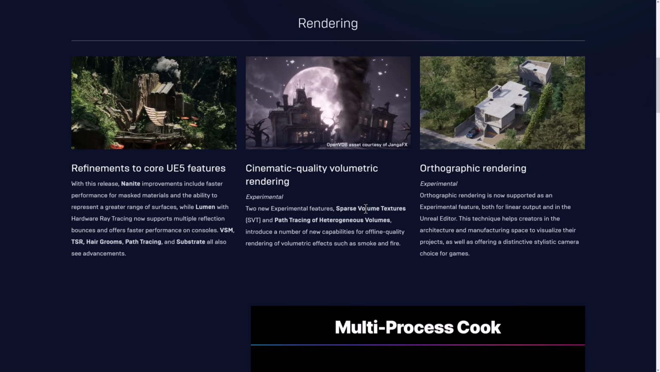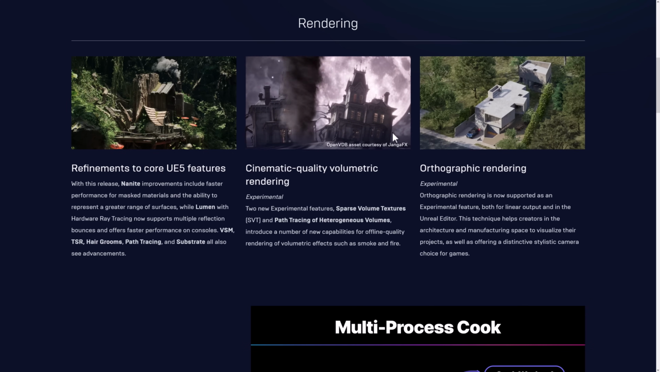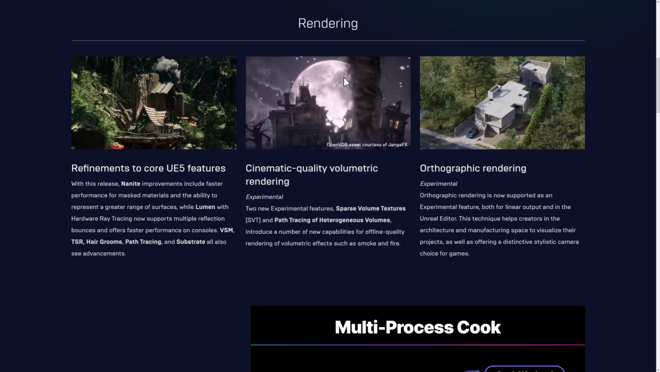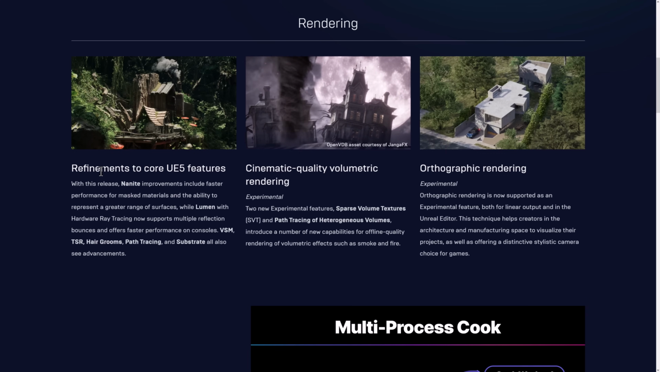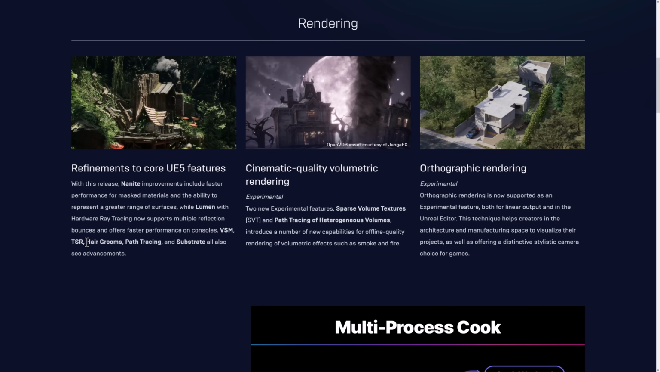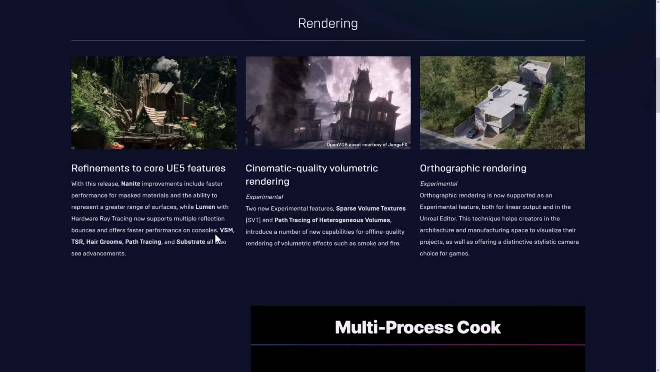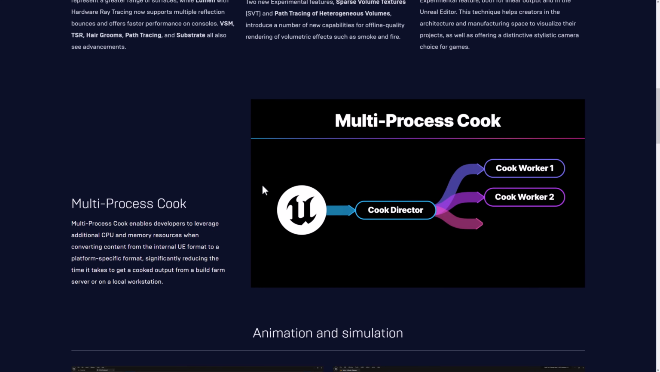So you got new sparse volume textures. I just showed you the viewer, the quick and easy way of checking these things out. So you can bring in those VDB assets and check them out in action. That is actually the same asset I just looked at there. So you can see how detailed you can actually bring them in. And then, of course, we've got core refinements, including VSM, TSR, hair grooms, path tracing, and Substrate. Substrate being their new PBR material system. It's getting more and more mature as well.